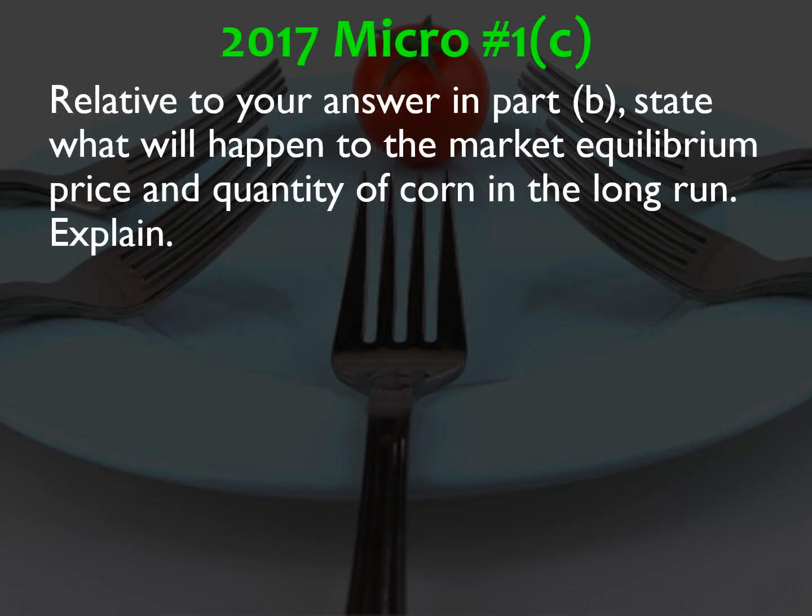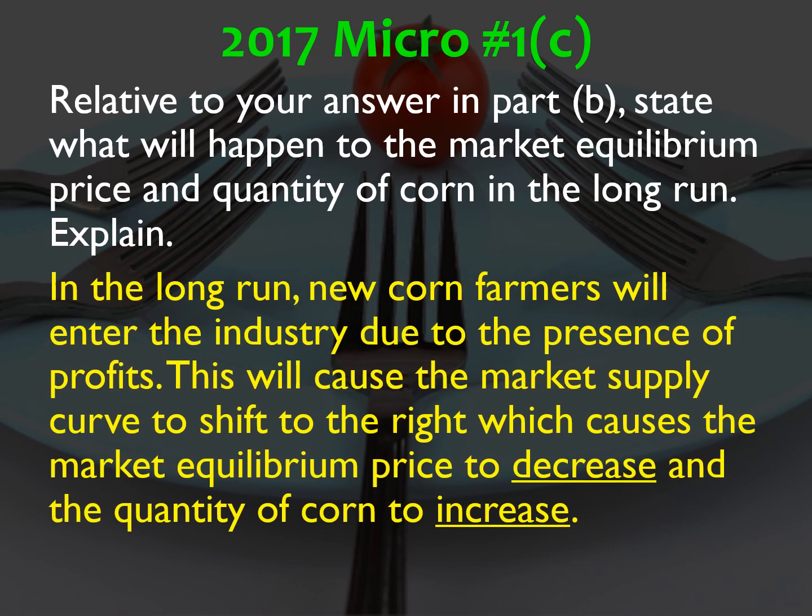C, relative to your answer in B, state what will happen to the market equilibrium price and quantity of corn in the long run. Explain. So in the long run, new corn farmers will enter the industry due to the presence of profits. That will cause the market supply curve to shift to the right, which will then cause the market equilibrium price to decrease and the quantity of corn to increase.